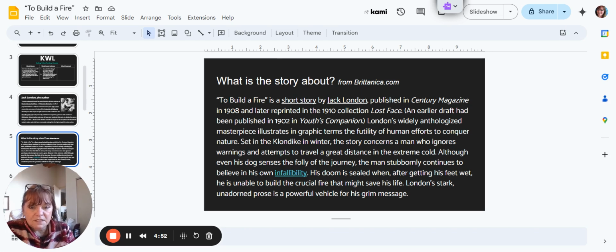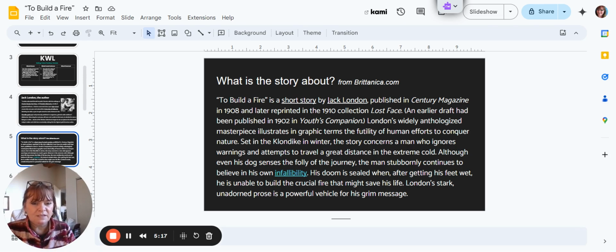And what else? So, this story is set in the Klondike in wintertime. It concerns a man who ignores warnings from others about traveling in these extreme temperatures, and he attempts to travel a great distance in the extreme cold. We're going to see this idea of pride and ego showing up a lot in this story, so keep that in mind.